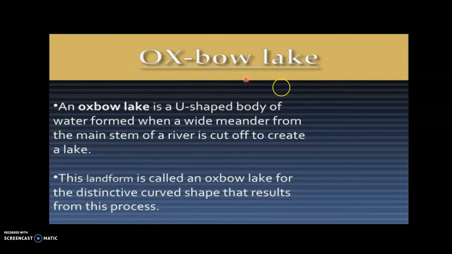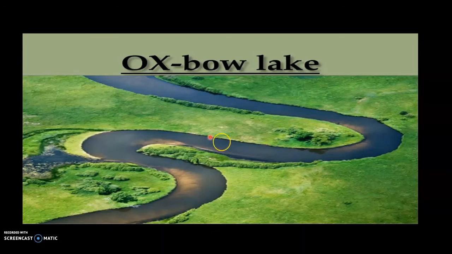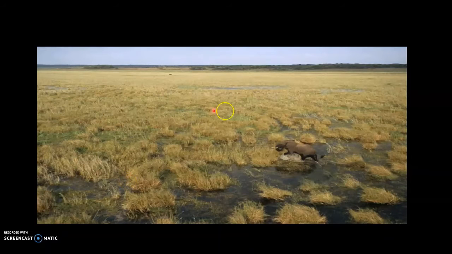Next one is Oxbow Lake. An oxbow lake is a U-shaped body of water formed when a wide meander from the main stem of a river is cut off to create a lake. This landform is called an oxbow lake for the distinctive curved shape that results from this process. This is the picture of Oxbow Lake. Children, what is this? This is a floodplain.